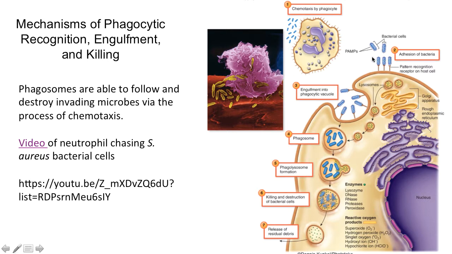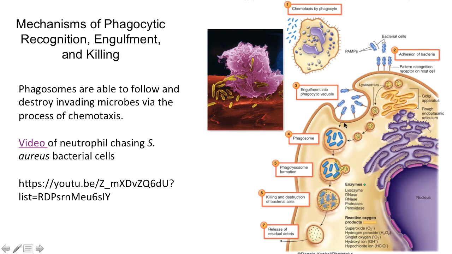The microorganism has PAMPs, which are repeated molecular patterns on its surface. The neutrophil has pattern recognition receptors to bind to the PAMPs, and that leads to the adhesion of the bacteria. Now that the bacteria have been bound by the adhesion receptors on the neutrophil, the process of phagocytosis begins, and you create what is called a phagocytic vacuole.